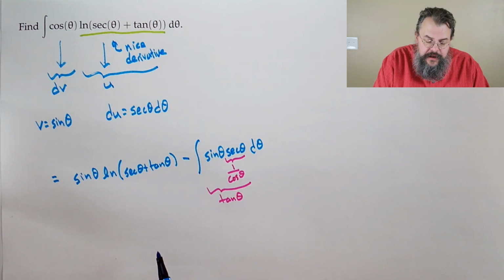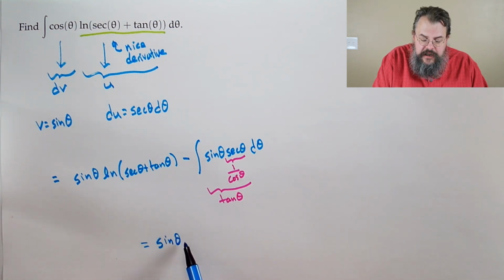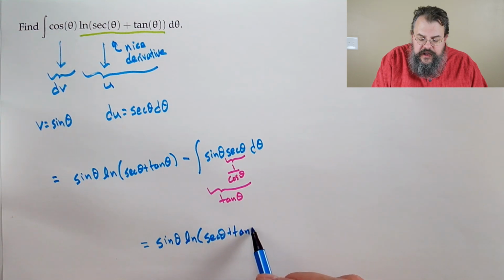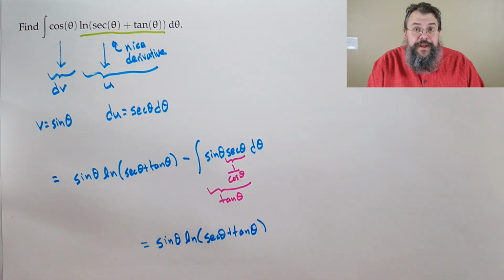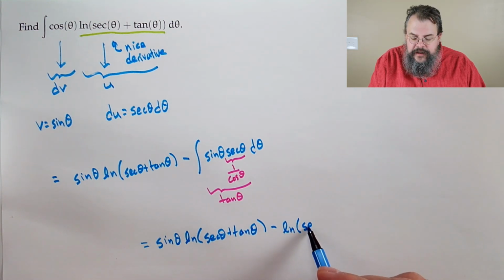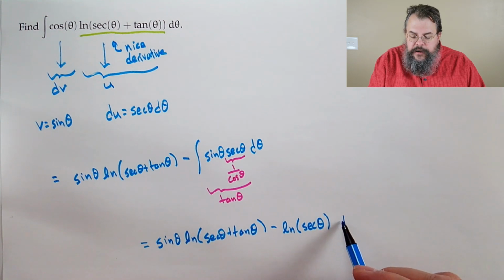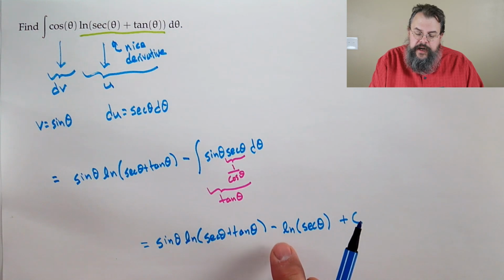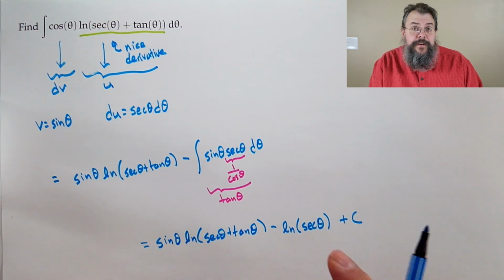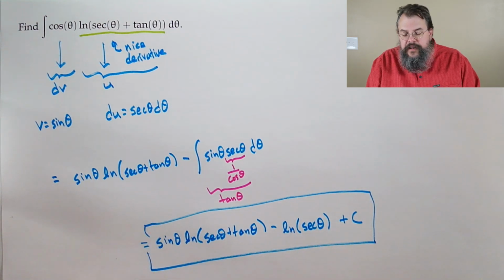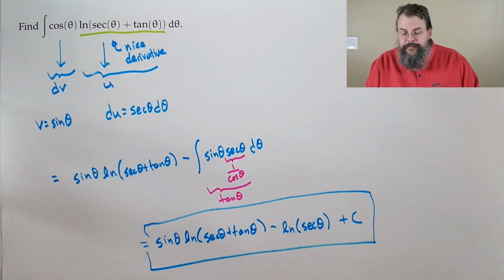So we're almost done. We say, okay, so we have our first piece still, sine of theta log secant theta plus tangent theta. And the integral of tangent, do you remember that? It's log secant. And of course, a plus C on the end. Now, if you don't like to write it this way, you could also write it as a minus log cosine. That would be equivalent as well, but they're both correct. And there we go. That's our answer.